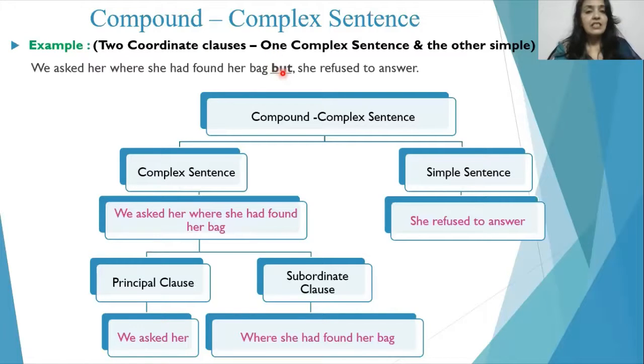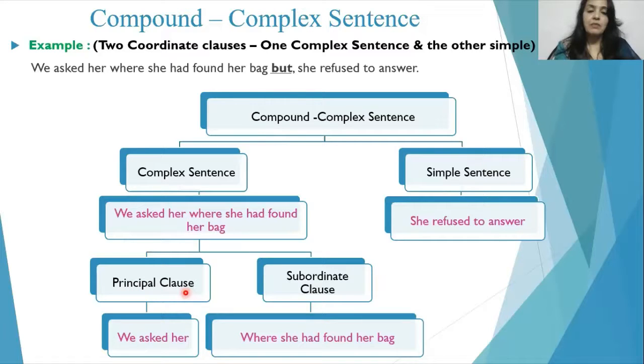This is a compound sentence. No doubt this is a compound sentence, but there is a touch of complex sentence also. If we go here, this is a principal clause. Another portion, where she had found her bag, is written here. This is a subordinating clause, so this is a subordinate or dependent clause, and the other is a principal clause.